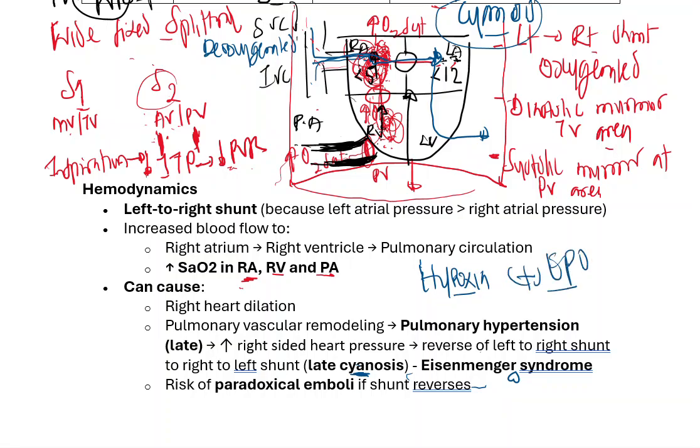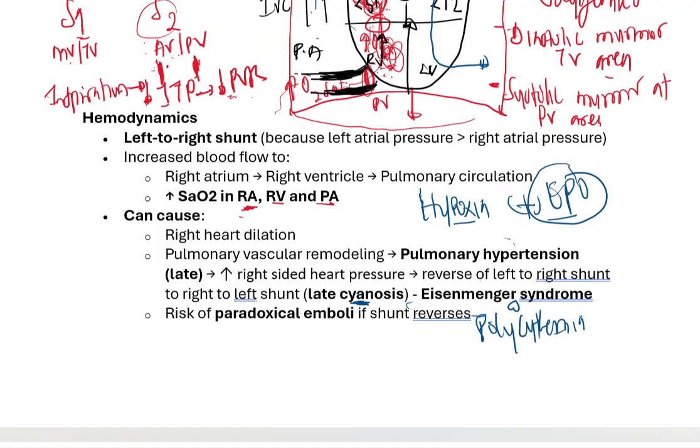Erythropoietin from where? From the interstitial cells of the peritubular capillary. So that's why this patient is also going to develop what? Polycythemia, because the erythropoietin is going to stimulate the bone marrow to make a lot of blood cells. So this patient is going to develop what? Polycythemia. So moving on, guys.